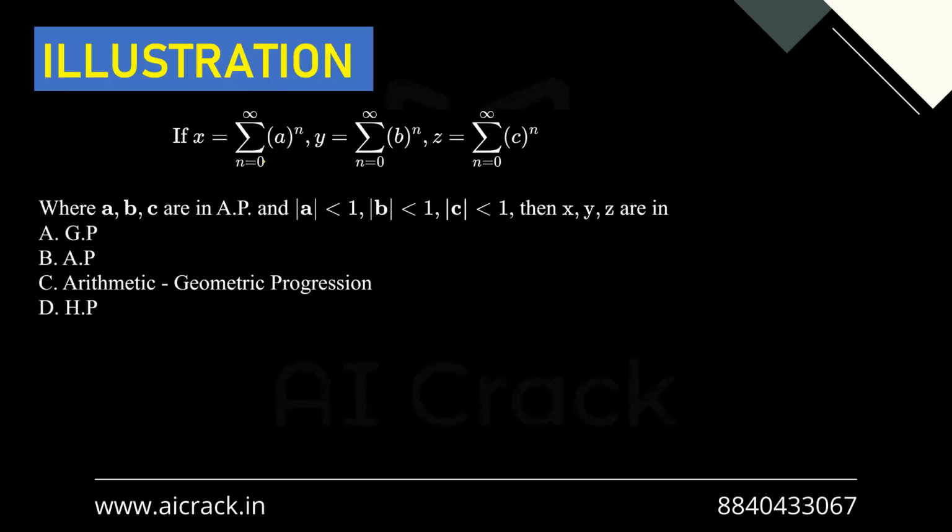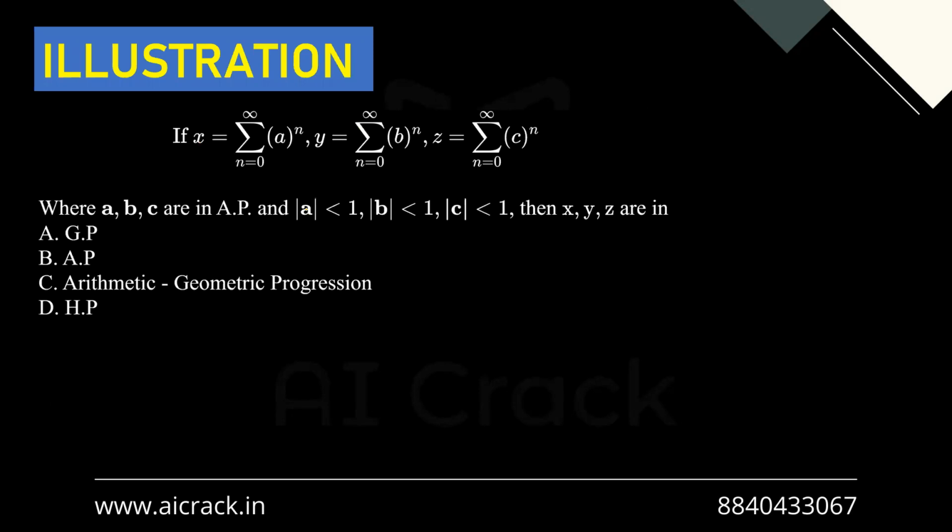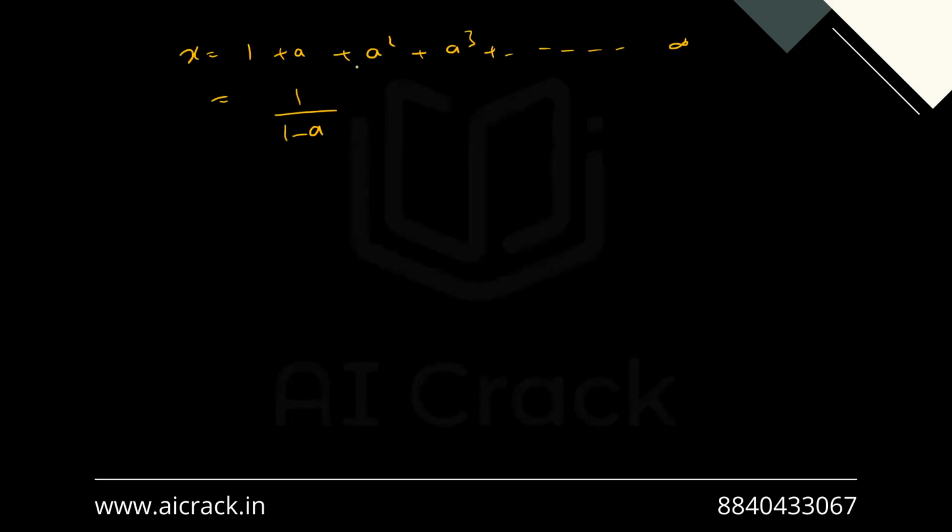So x is, if I put n equals 0, that would start with 1. If I put n equals 1, that would give me a, and then a square, then a cube, till infinity, right? Similarly, that would become 1 upon 1 minus a. Why? Because the first term is 1 over here, and the common ratio is a, whose modulus is less than 1, right? And since this is going to infinity, we can use the summation to infinity formula, 1 upon 1 minus a.